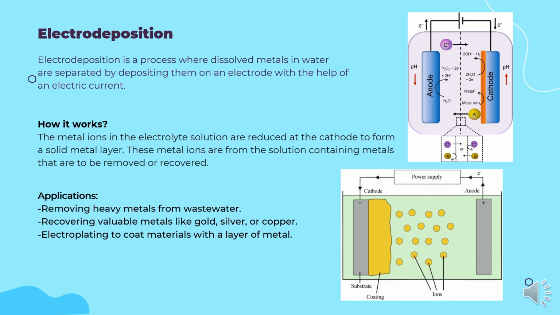Next, the applications where we can apply electrodeposition in our life. The first one is removing heavy metals from wastewater, recovering valuable metals like gold, silver or copper, and lastly, electroplating to coat materials with a layer of metal.